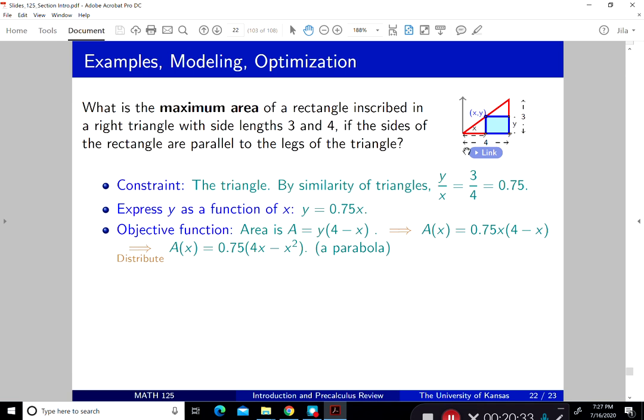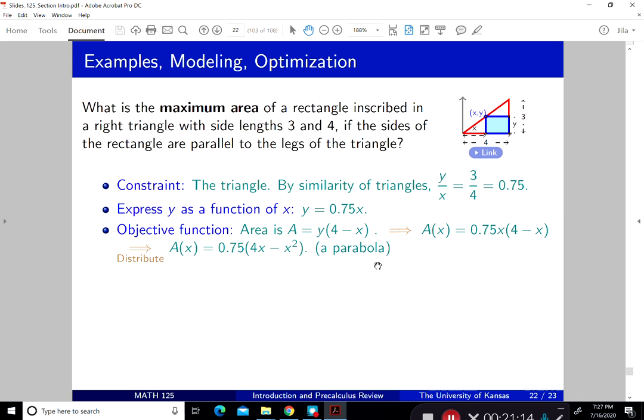Now, a is y times 4 minus x, and so you write it like that. Again, two variables input, not good. So what you want to do is write a as a function of x. Again, this is not a times x. It's a as a function of x. And so you replace y by the function that you found from the constraint, and you get 0.75x times 4 minus x. Then you can distribute that x inside to get 0.75 times 4x minus x squared.